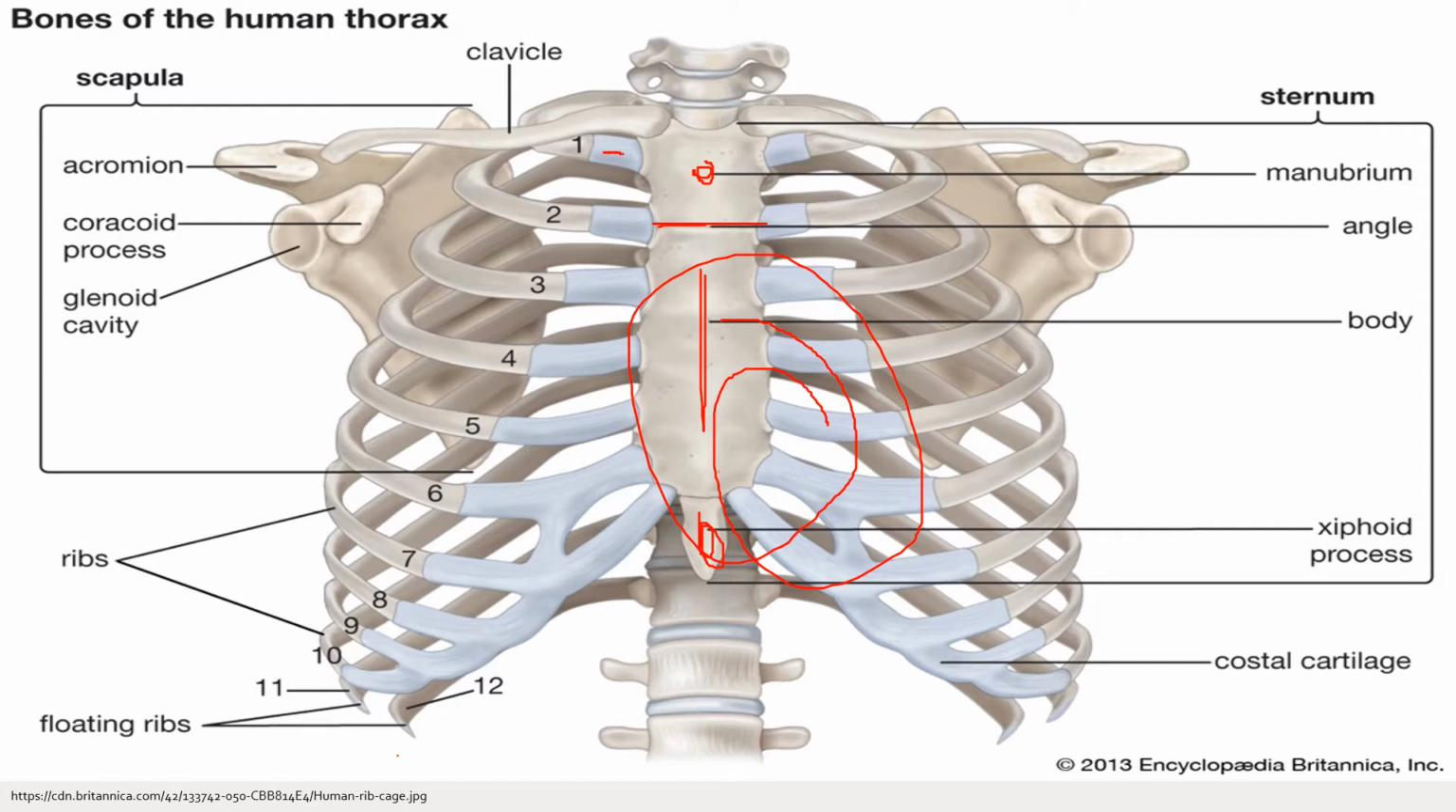And these individual little blue things right here, this is your costal cartilage. So you can see 1 through 7 each have their own individual costal cartilage articulating with the body and the manubrium. So all of this here is your true rib costal cartilage.